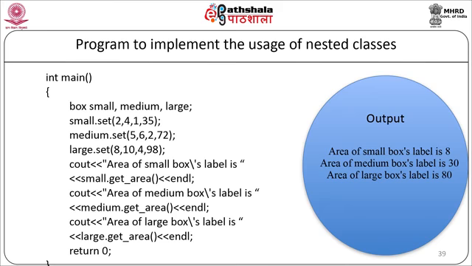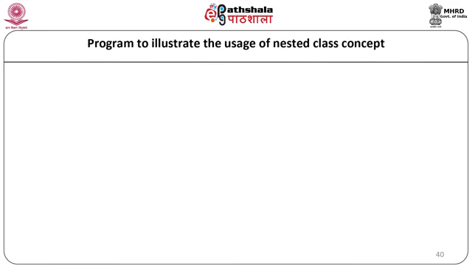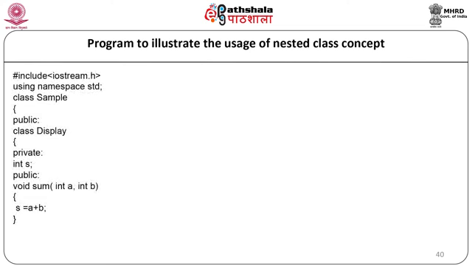So here you can see the nesting of the classes has been done through the object. The program to illustrate the usage of a nested class, we will see one more example of a nested class. #include iostream, using namespace std, class sample. In a public part, we will declare one more class as class display. Inside that a private data member is integer s.